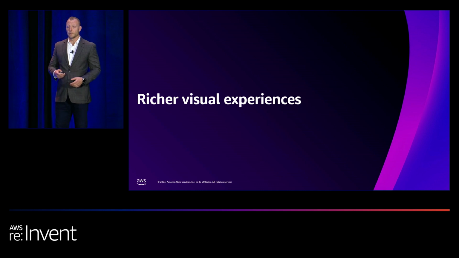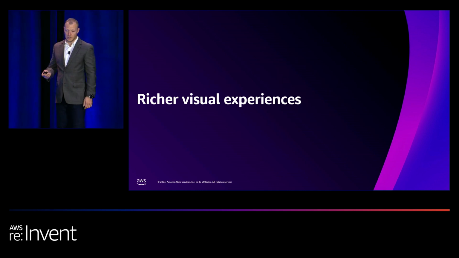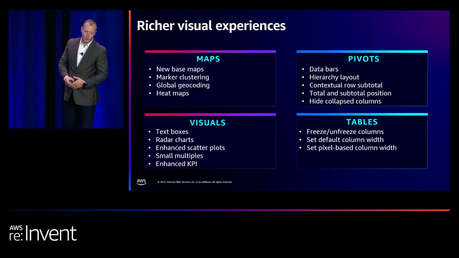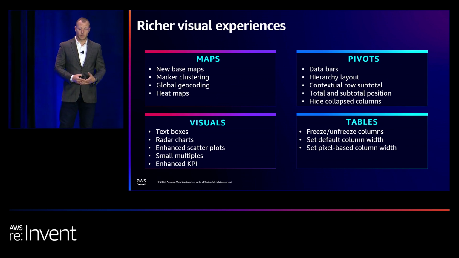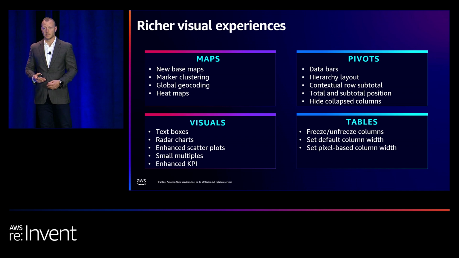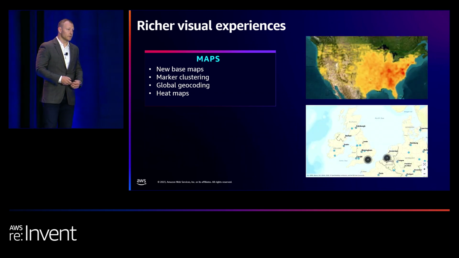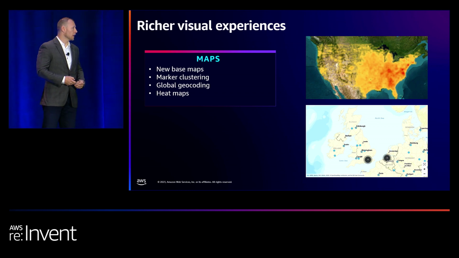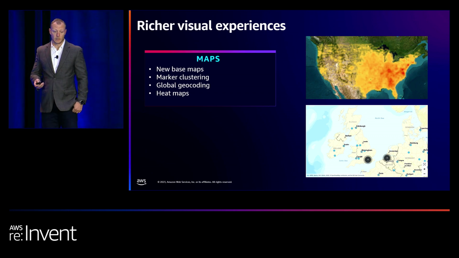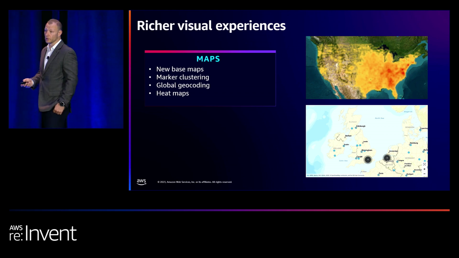So we've added quite a few visual experiences to make it easier for users to digest data. And so we focused on new mapping capabilities. We've added a few new visuals. And we've made enhancements to pivots and tables. So let's start with maps. We've added new base maps, both imagery as well as street maps. We've changed the ways that you can digest the data, so marker clustering, heat maps, and we've added global geocoding.